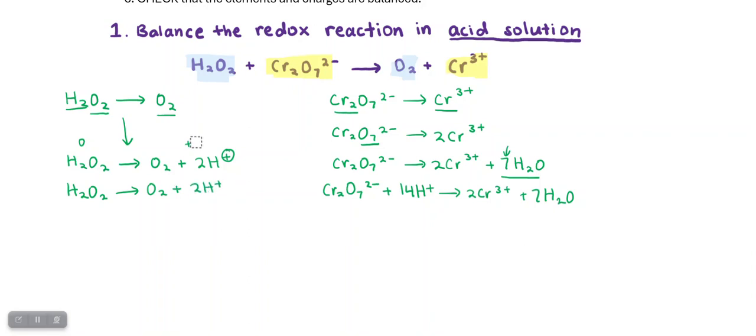Oh, sorry, this is actually 2. I made a common mistake there. You actually have to multiply this coefficient of 2. So it's a +2 charge, and we need to add 2 electrons to neutralize.